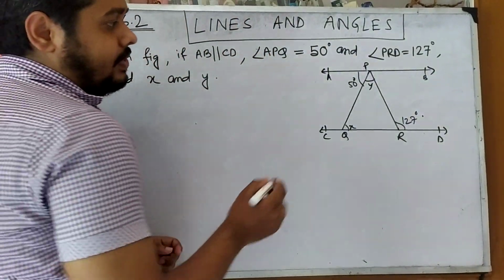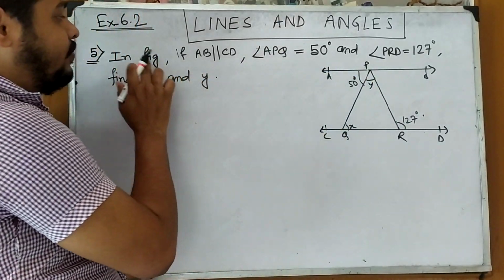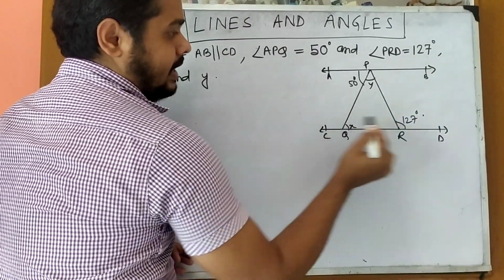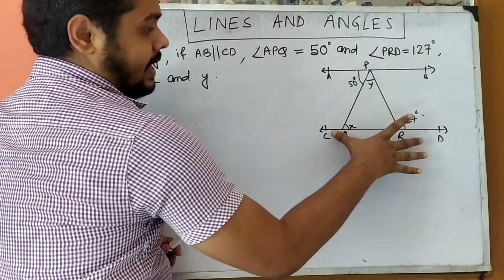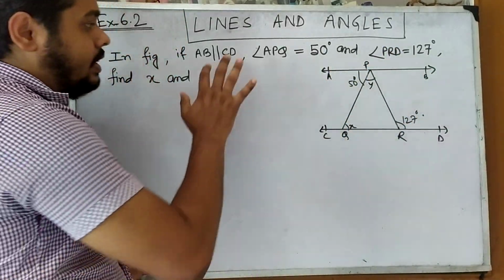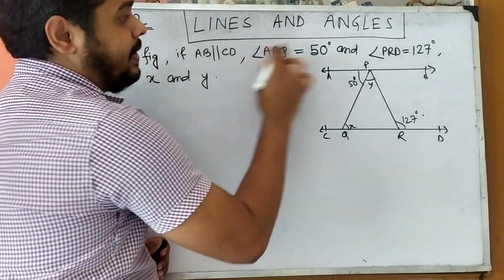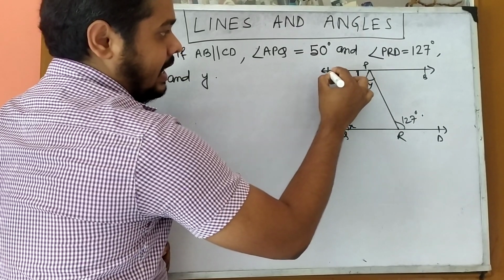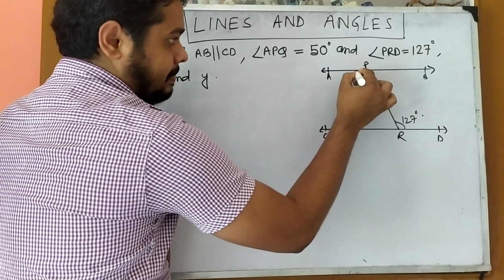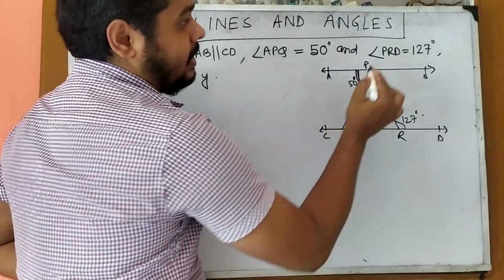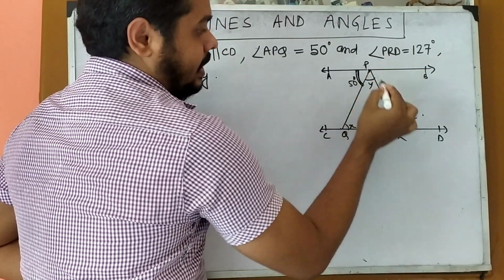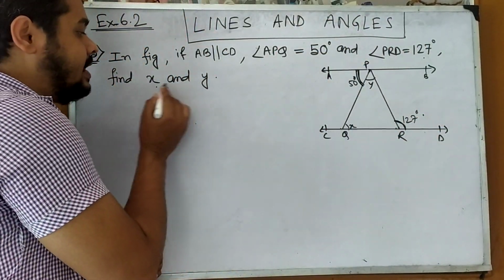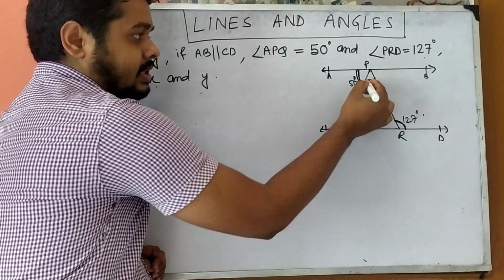Problem number 5. It is given that in the figure, AB is parallel to CD. This is our figure, this is the AB line and this is the CD line. AB and CD are parallel to each other. And angle APQ is 50 degrees. This is angle APQ, this is 50 degrees. And also given PRD is 127 degrees. We have to find X and Y. This is X and this is Y.